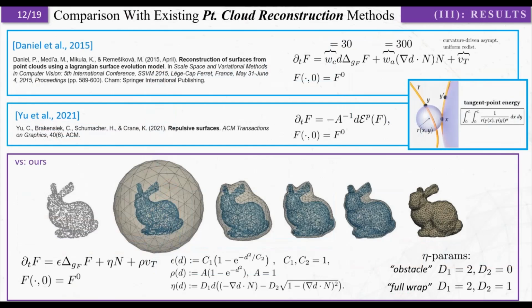by Daniel and colleagues, and the work of Yu and Crane from 2021, based on a different principle of minimizing tangent point energy. Just to recap, our experimental setup relies on our advection diffusion model with tangential redistribution, where we distinguish between two primary configurations: an obstacle, which produces minimal surface membranes similar to those of Crane and Yu, and the full wrap configuration, which completely wraps the target point cloud.